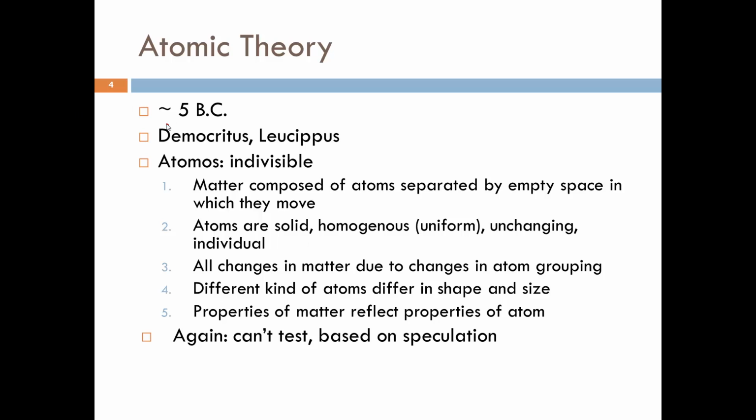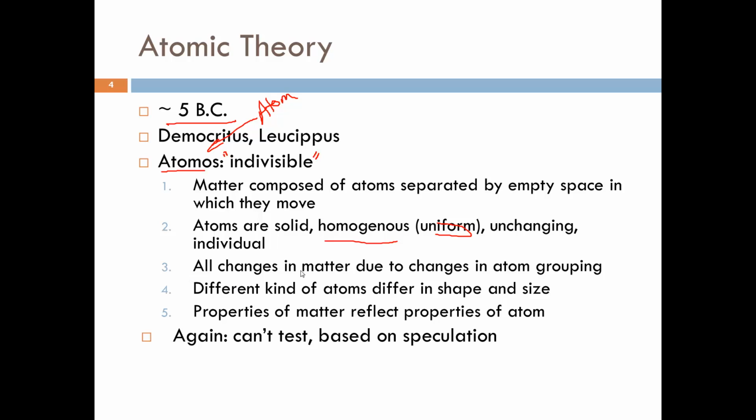At approximately 5 BC, Democritus and Leucippus came up with the original atomic theory. They referred to it as atomos, which is how we get the word atom. And it meant indivisible, by definition. It stated that matter is composed of atoms separated by empty space in which they are able to move. Atoms are solid, homogeneous, which means uniform, unchanging, and individual.